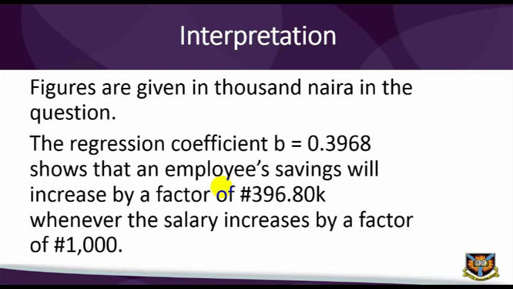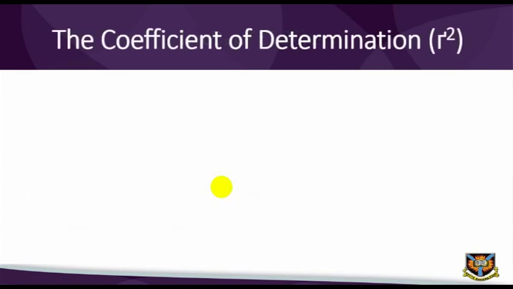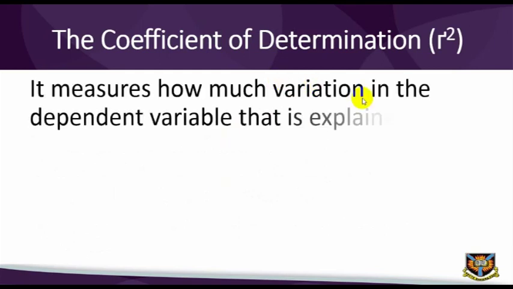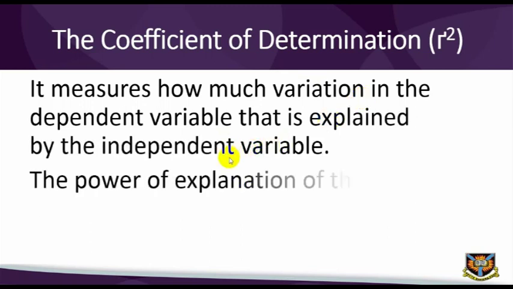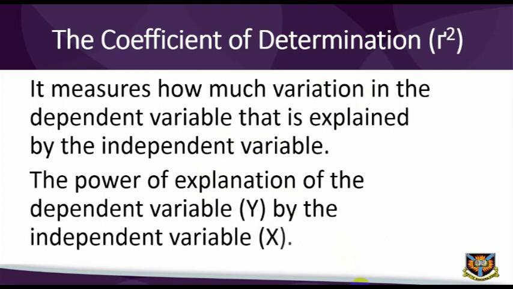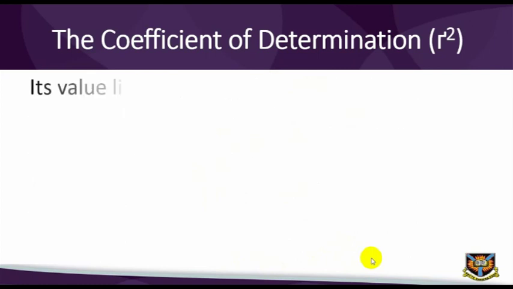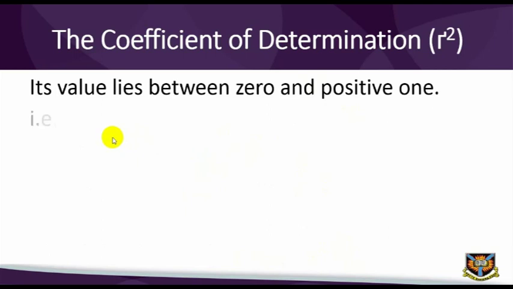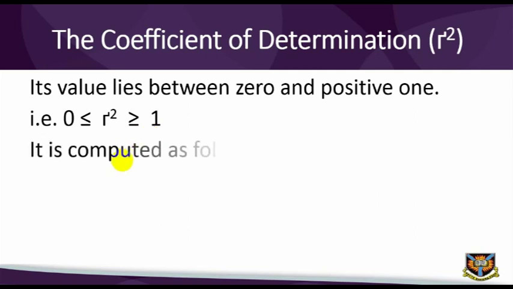The coefficient of determination, r squared. The coefficient of determination r squared measures how much variation in the dependent variable is explained by the independent variable. It is simply the power of explanation of the dependent variable y by the independent variable x. Its value lies between 0 and positive 1, that is, 0 is less than or equal to r squared, which is less than or equal to 1. The closer the value of r squared to 1, the better the goodness of fit, that is, the more the independent variable x explains the variation in y.